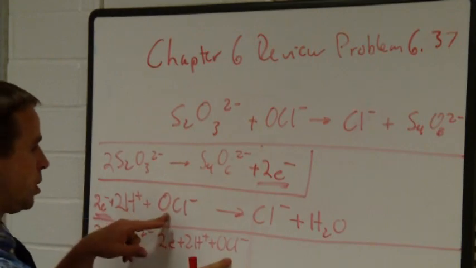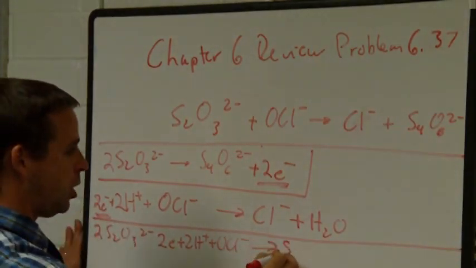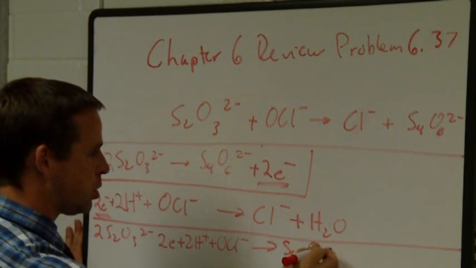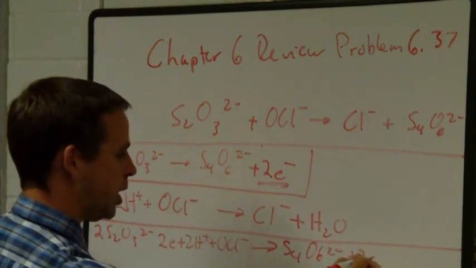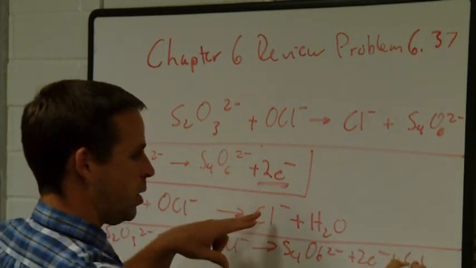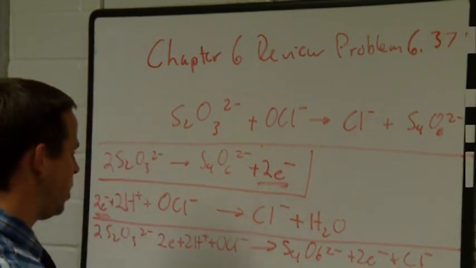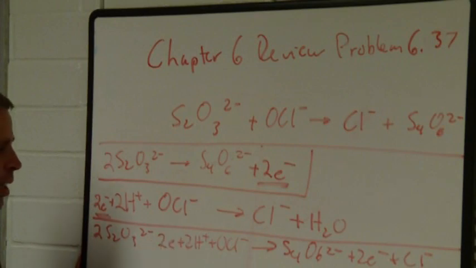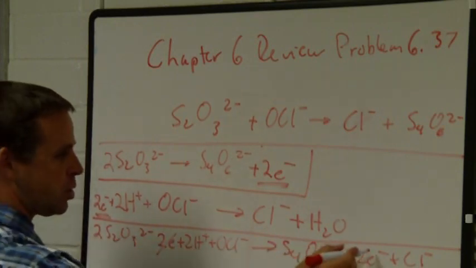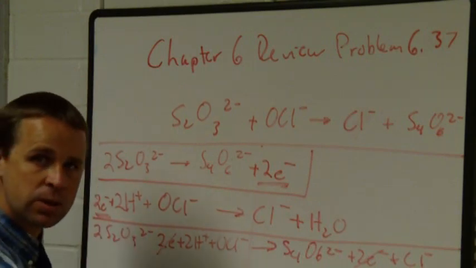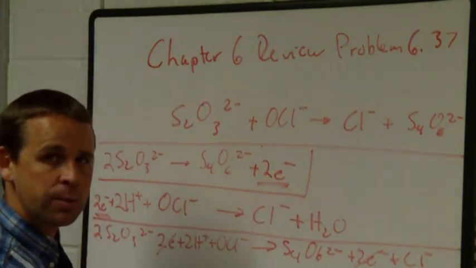2 H pluses, 2 Cl minus, arrow, S4O6 2 minus, plus 2 electrons, plus down here now, Cl minus, plus H2O. All right. Now we can cross out anything that there's multiples of, and that looks like our electrons. The electrons should always be canceled out. You're never going to have electrons showing up in any chemical reaction, all right?